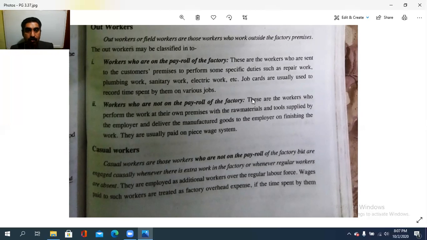on the payroll of the factory, these are the workers who perform the work at their own premises with the raw material and the tools supplied by the employer and deliver the manufactured goods to the employer on finishing the work. They are usually paid on a piece wage system. സമയത്തിനല്ല കാര്യം, ഇവർക്ക് പ്രൊഡക്ഷന്റെ ബേസിലാണ് ഇത്ര വർക്ക് തീർത്ത് കൊടുത്താലേ ഇവർക്ക് പൈസ കിട്ടുള്ളൂ.